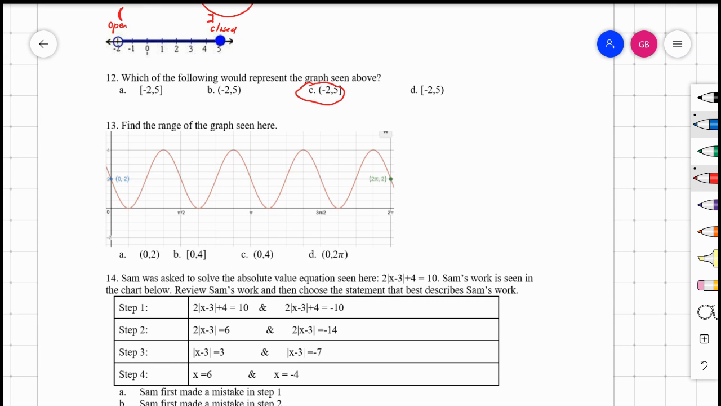Find the range of the graph seen below. Okay, this graph is complicated, but remember the range is from the lowest to the highest.